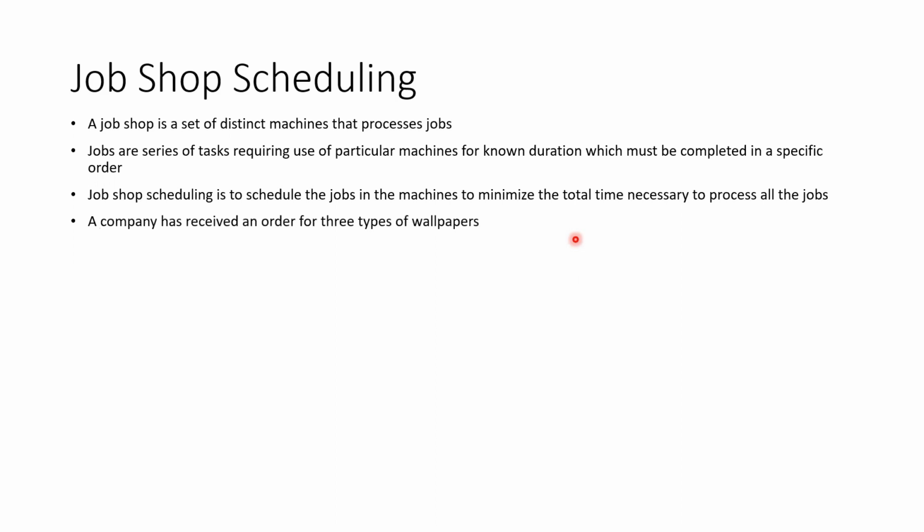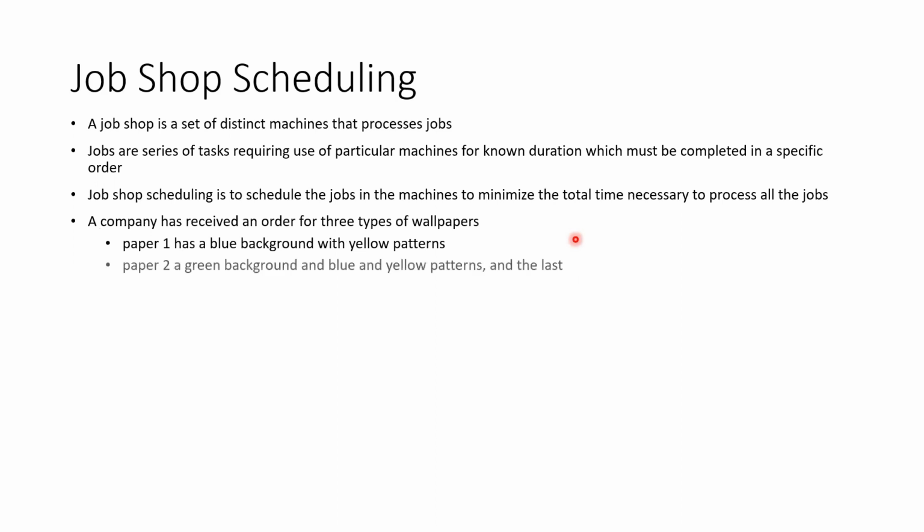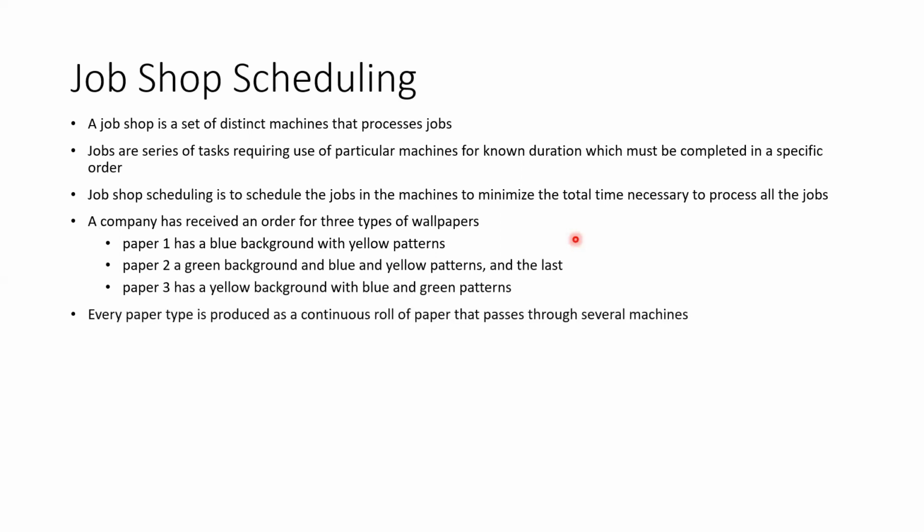A company has received an order for three types of wallpapers. Paper 1 has a blue background with yellow patterns. Paper 2 has a green background and blue and yellow patterns. And paper 3 has a yellow background with blue and green patterns. Every paper type is produced as a continuous roll of paper that passes through several machines.